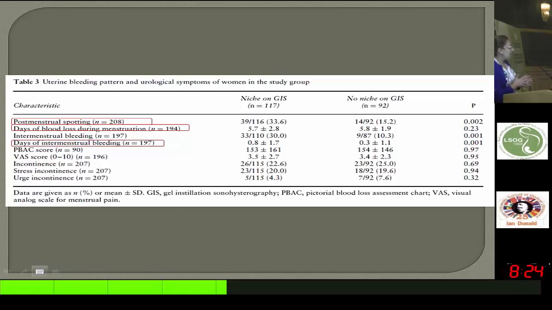The importance of this is that some patients present to you with irregular bleeding. This niche acts like a reservoir. The menstrual blood will collect there, and then throughout the whole cycle, the lining has some fluid in it, and this blood continues, so the patient continues to spot throughout the cycle. So it's also associated sometimes with dysmenorrhea and chronic pain. So patients with a niche that's apparent on ultrasound would more likely have postmenstrual spotting, more days of menstruation, and days of intermenstrual bleeding.